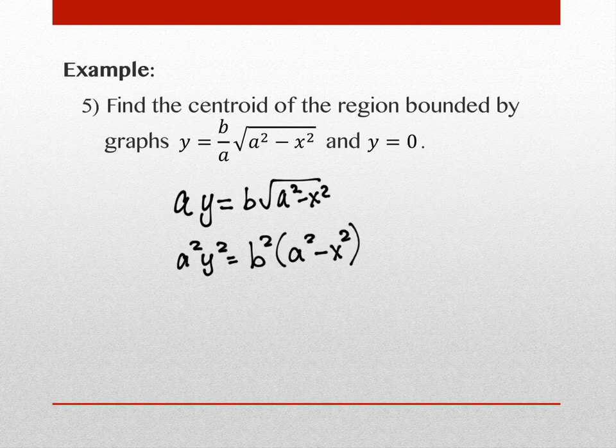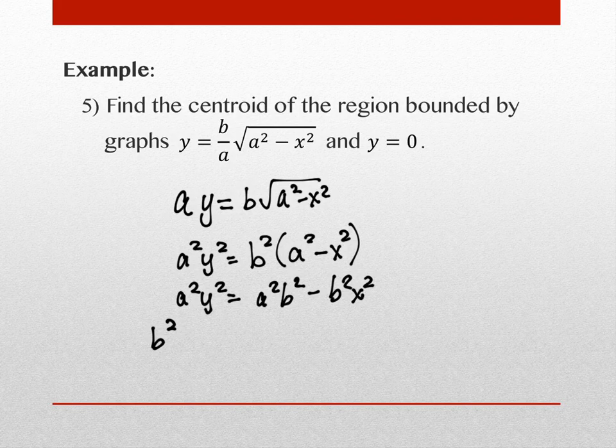And I know that looks really messy, but just bear with me. It's going to clean up in just a second, and it's going to be something that you have seen or have almost seen before. So let's see, I've got a squared y squared. Well, I'm going to write my a first. A squared b squared, and then minus b squared x squared. That was supposed to be a subtraction sign. And if I move my b squared x squared over here, this is b squared x squared plus a squared y squared equals a squared b squared.